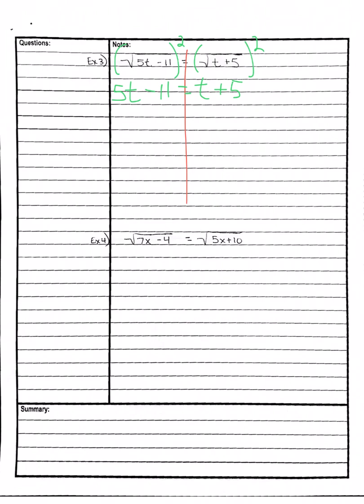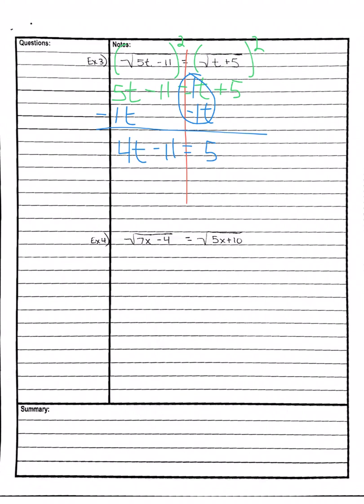And now we just need to get our letter together. We need to move our terms around. So let's get the t to the other side. The opposite of a positive 1t would be to take away 1t. Whatever we do to one side, we want to do to the other. This becomes 0. So I have 4t minus 11 equals 5.